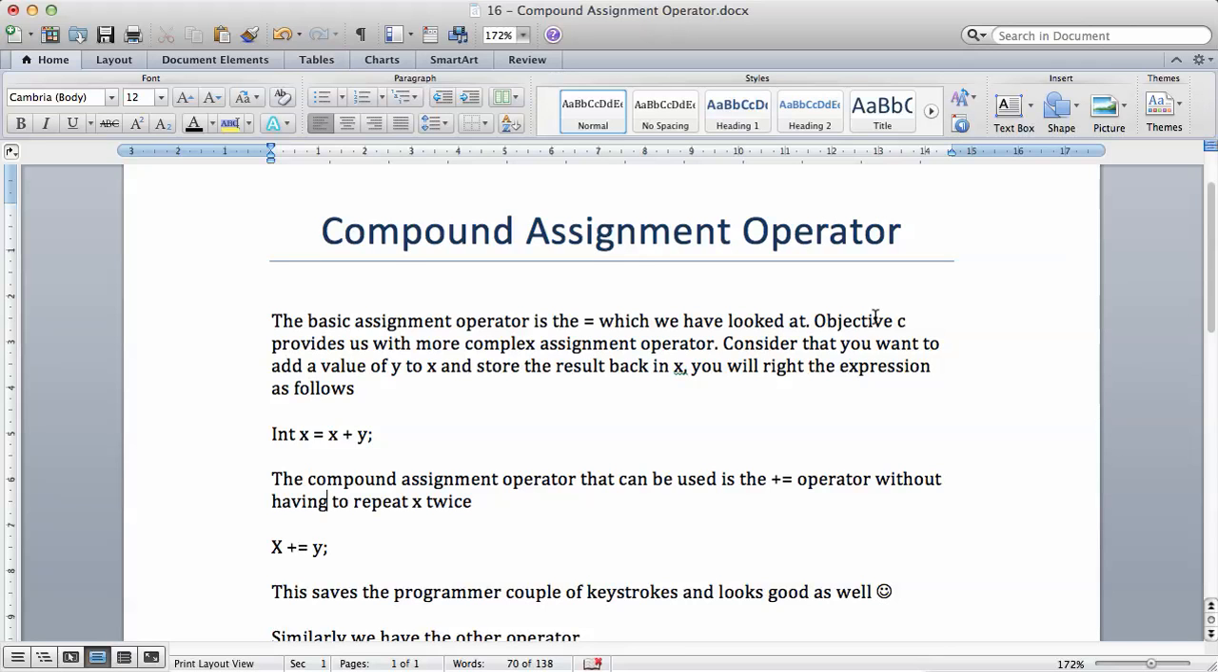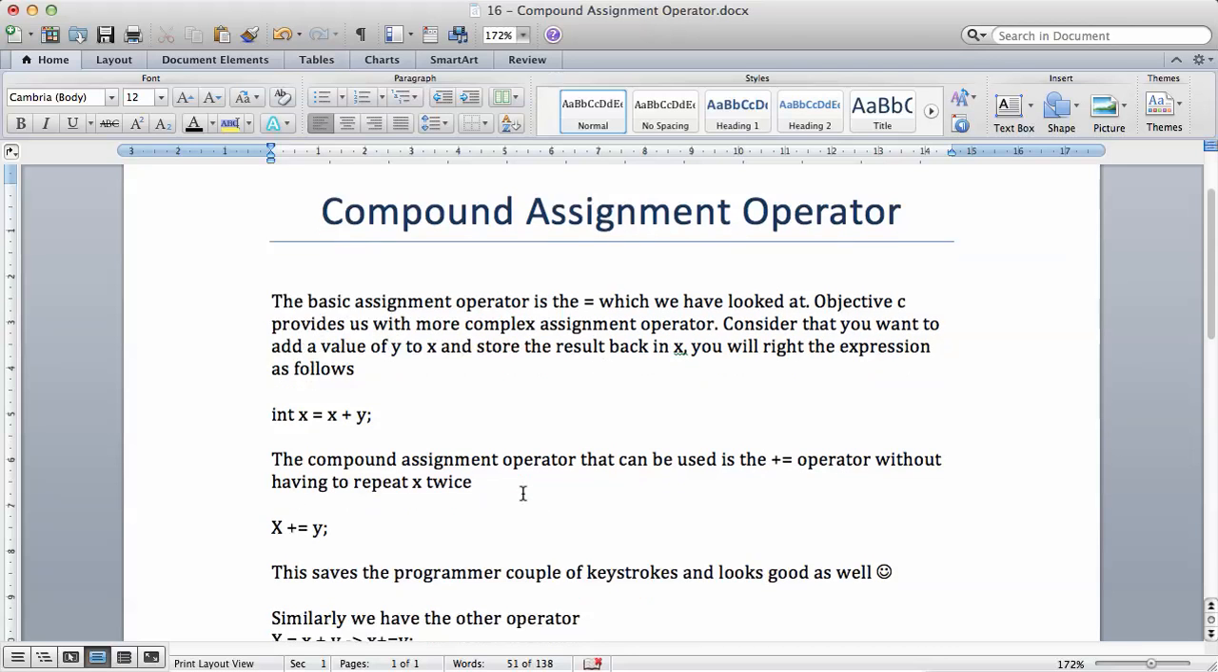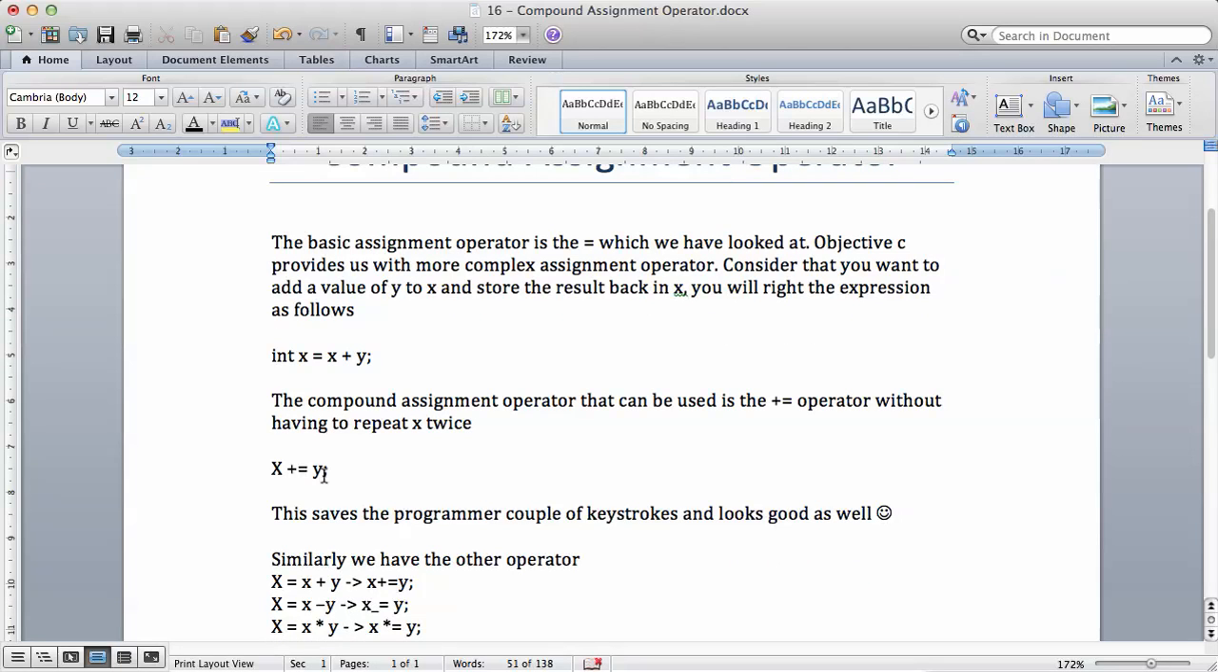Consider that you want to add a value of y to x and store the result back in x. You will write the expression as follows. So we have a value of x and y, and we want to add x plus y, then store the result back into x. The compound assignment operator that can be used is the plus equals operator, without having to repeat x twice. So writing this is similar to writing it this way.